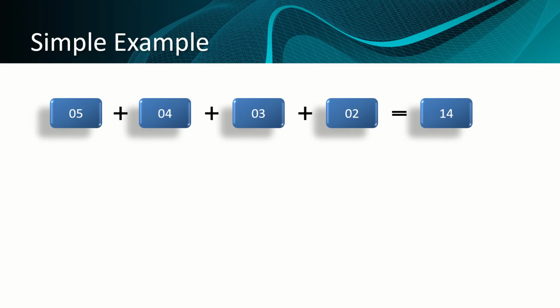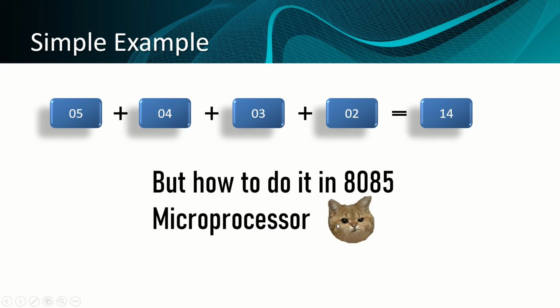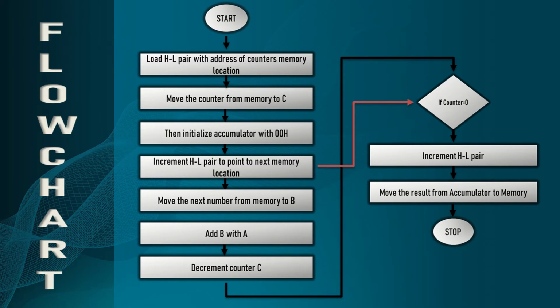Here we have four finite numbers, that is 5, 4, 3, 2. So its sum is 14. But the main question is how to do it in the 8085 microprocessor, and that's the problem. Let's see its flow chart.